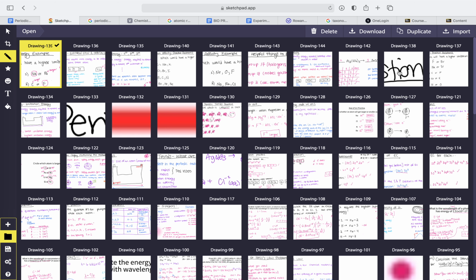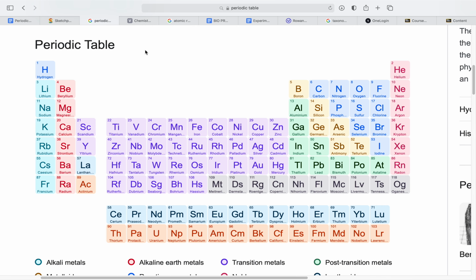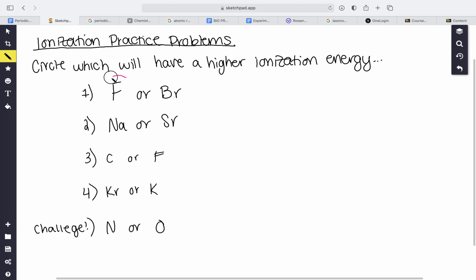So now let's get into some practice problems for ionization energy. Same thing, circle which one will have a higher ionization energy. All right, so fluorine and bromine. We're looking at the energy levels here, which one's bigger. Fluorine has 2 energy levels and bromine has 4. So bromine's going to be bigger, meaning that fluorine is going to have a higher ionization energy.